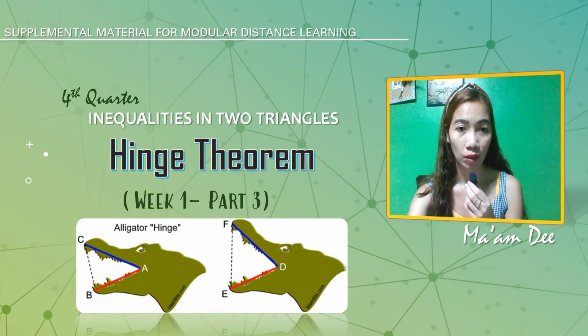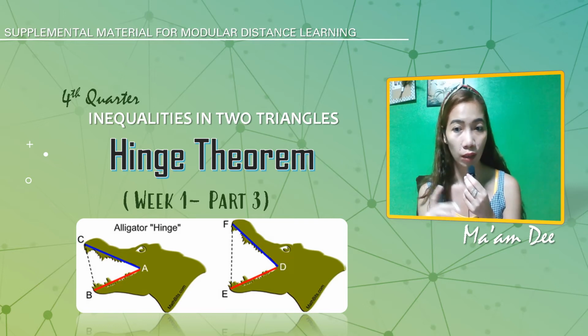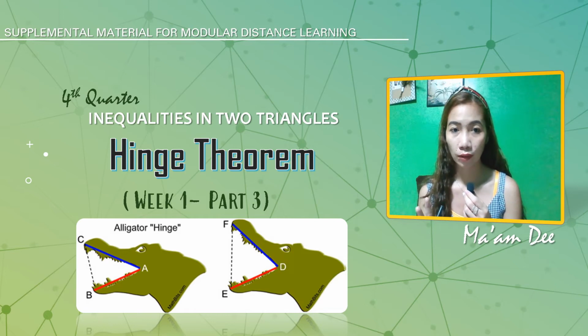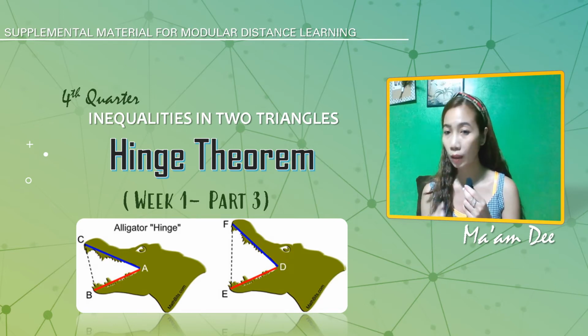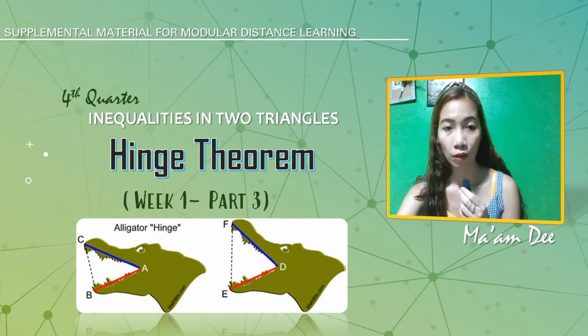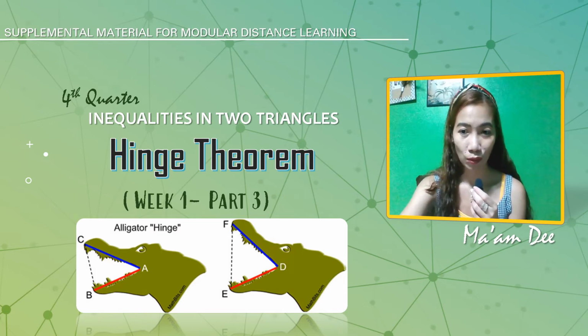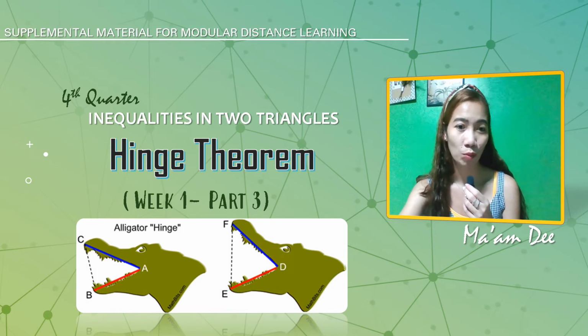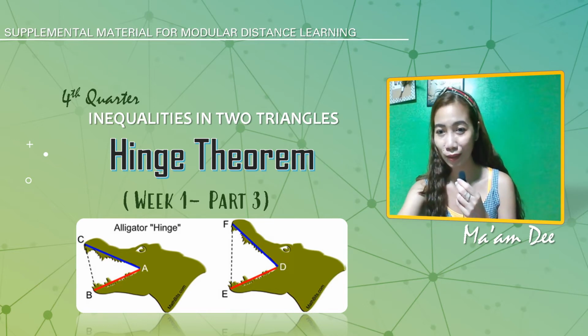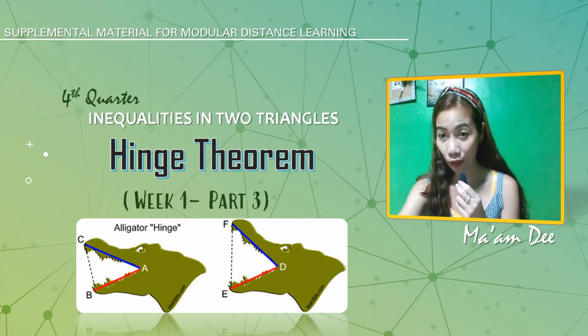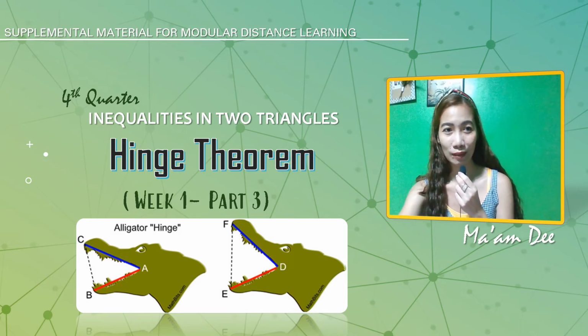So in this lesson, tapos na tayo doon sa inequality theorem wherein we only have one triangle involved. This time, we have two triangles involved in this inequality theorem, and that is the Hinge theorem. As you can see, meron tayong picture dito, and that is the alligator hinge. That will give you an idea what this theorem is all about. So let's start.